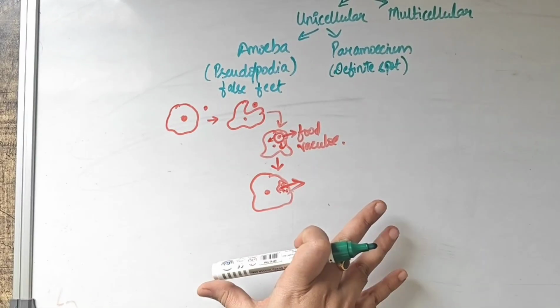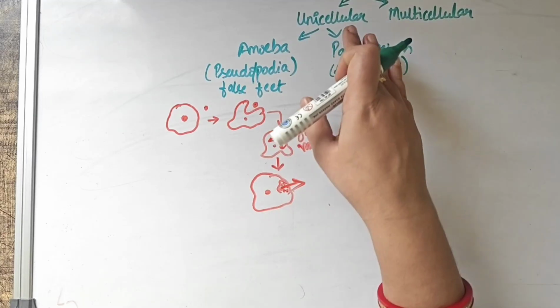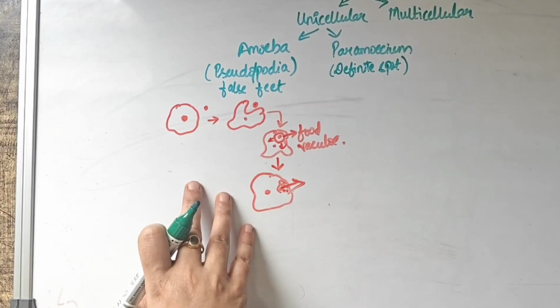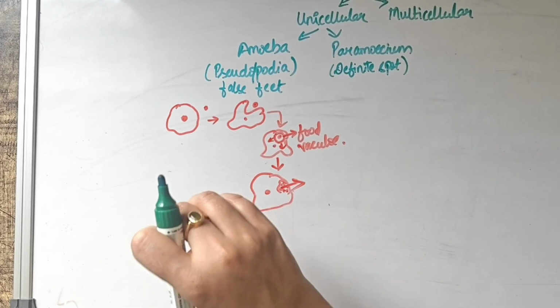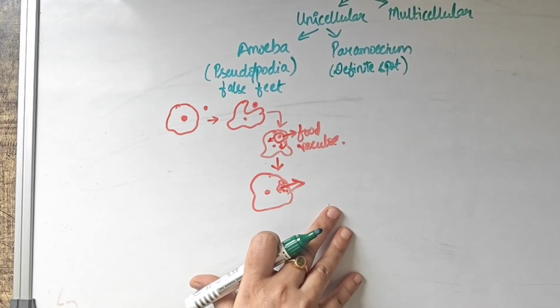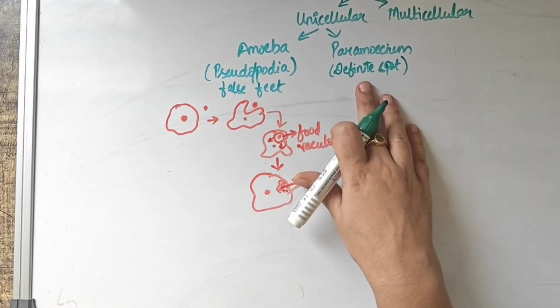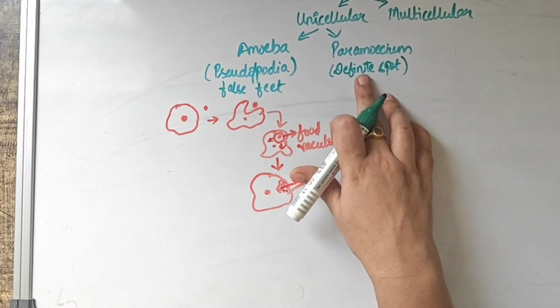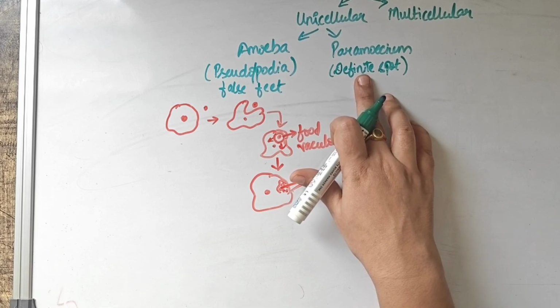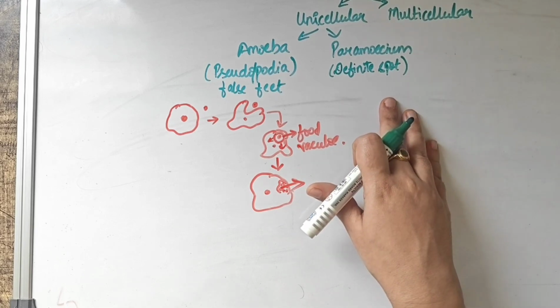So this is one example we have seen, that in one of the unicellular organisms there is an indefinite place; it will develop a false feet from whichever shape its body can make up to and make its food. But in the case of paramecium, it is going to intake the food through a definite spot and then it is going to digest the food mainly.